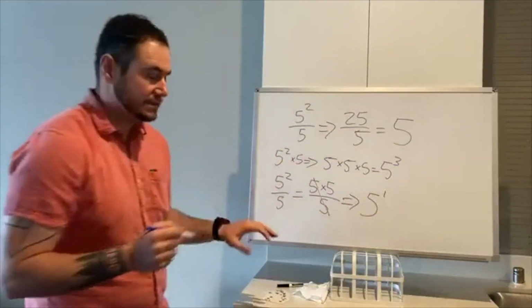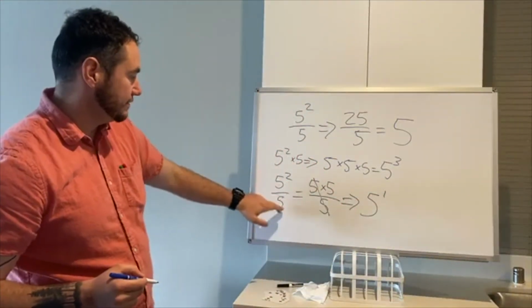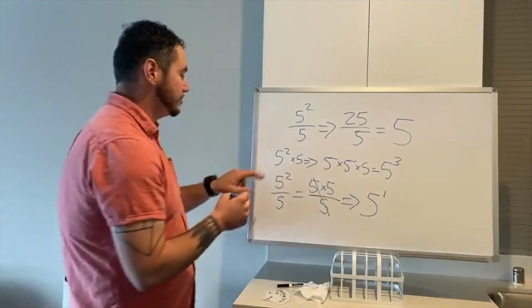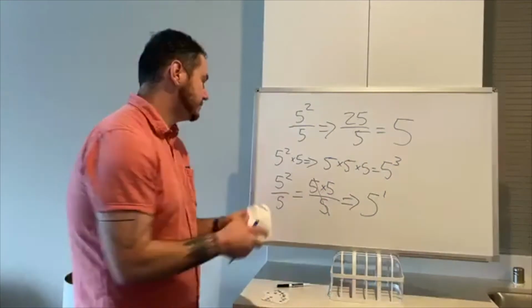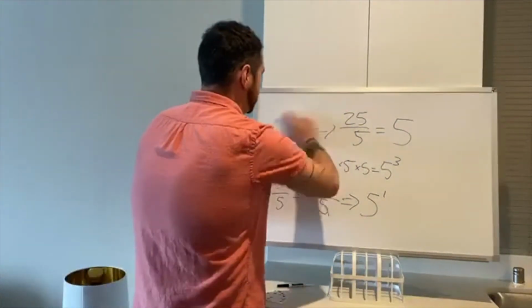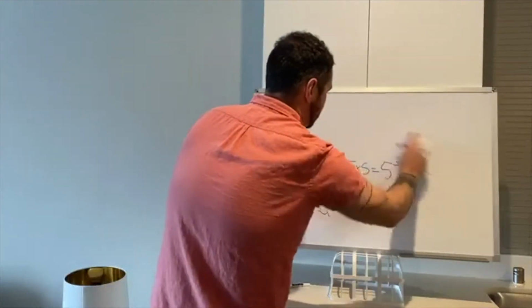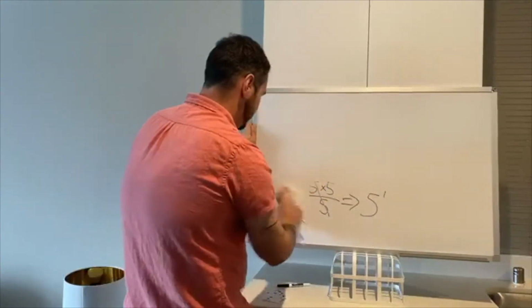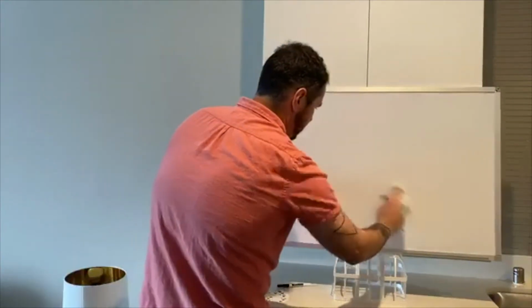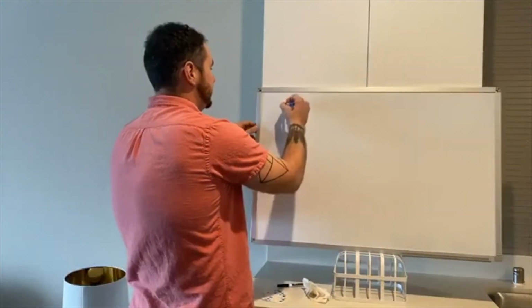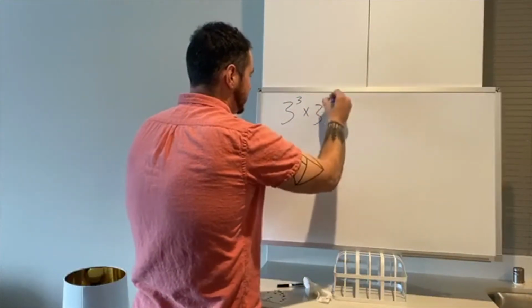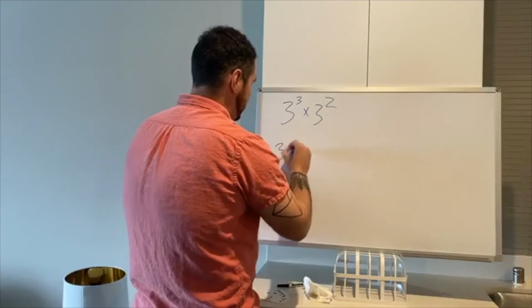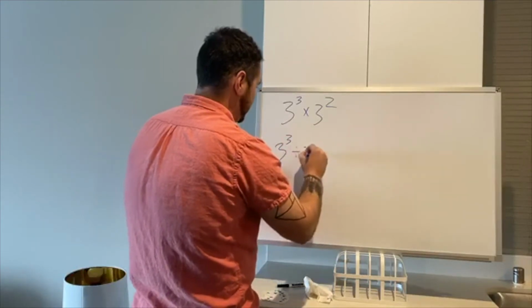So what this means is if you have a number divided by that number, you're going to do subtraction. If you have it multiplied, you're going to do addition. Alright? So let's do a simple one real quick. Let's do 3 to the 3rd times 3 to the 2nd, and then we'll do 3 to the 3rd divided by 3 to the 2nd.